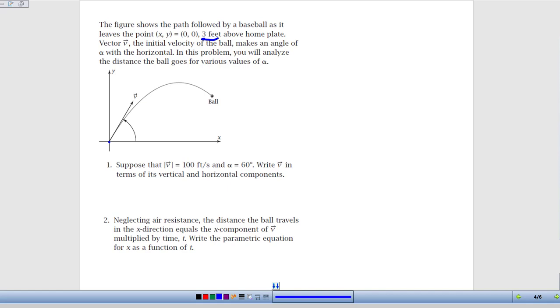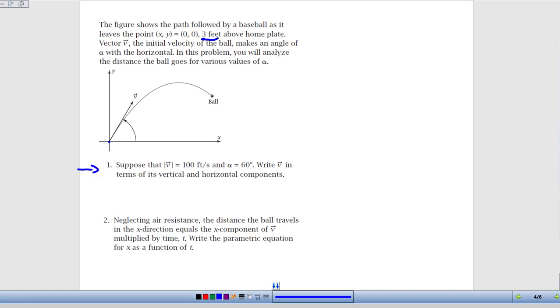And then we've got this vector that represents the initial velocity of the ball. As we see, the ball is going to take off, but it's not going to be able to stay on that trajectory of the initial vector because, of course, gravity is acting on the ball. So it's going to start to come back down. But in the initial stages, the initial velocity is 100 feet per second the moment it leaves the bat, and it's at an angle of 60 degrees.